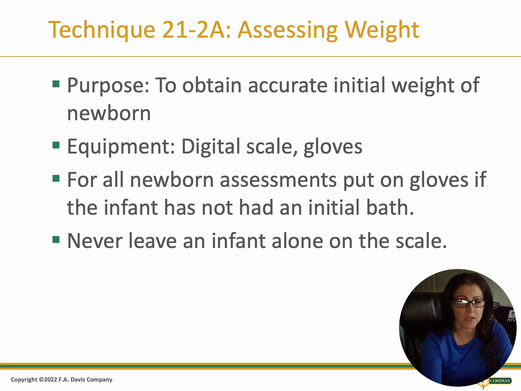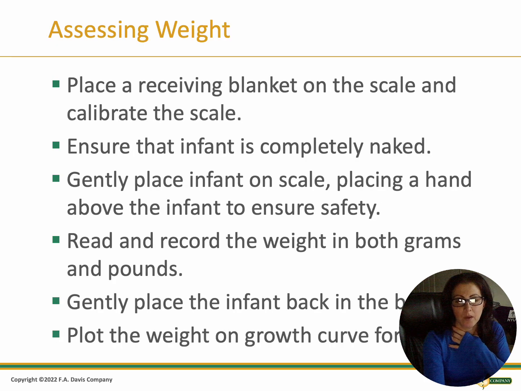We also want to assess their weight to determine where they are on the spectrum of whether they're underweight or overweight. And again, we said in the previous slide, 10 to 90th percentile is usually where we want them to be. 50th is that sweet spot. When assessing their weight, we want to keep them nice and warm, and we can use the receiving blanket on the scale and calibrate the scale after we place the receiving blanket, and then place the infant gently on and record their weight both in grams as well as in pounds.